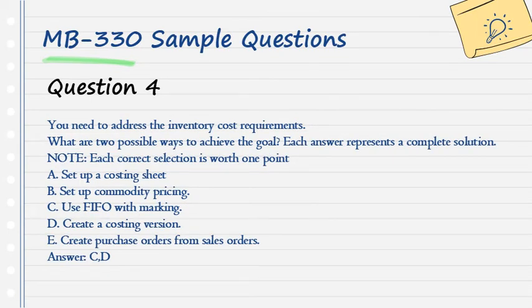Question 4. You need to address the inventory cost requirements. What are 2 possible ways to achieve the goal? Each answer represents a complete solution. Note: each correct selection is worth 1 point. A. Set up a costing sheet. B. Set up commodity pricing. C. Use FIFO with marking. D. Create a costing version. E. Create purchase orders from sales orders. Answer: C, D.